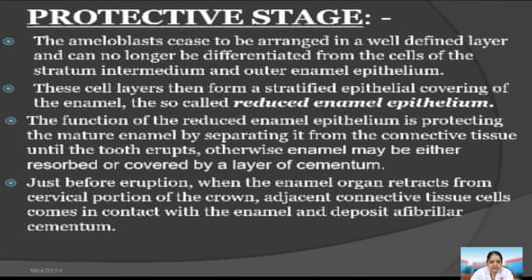Now the next stage is the protective stage. The ameloblasts cease to be arranged in a well-defined layer and can no longer be differentiated from the cells of the stratum intermedium and the outer enamel epithelium. These cell layers then form a stratified epithelium that covers the enamel. This is known as reduced enamel epithelium. So, the reduced enamel epithelium helps in the protection of the enamel.